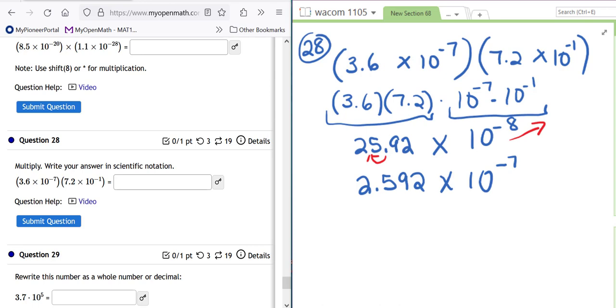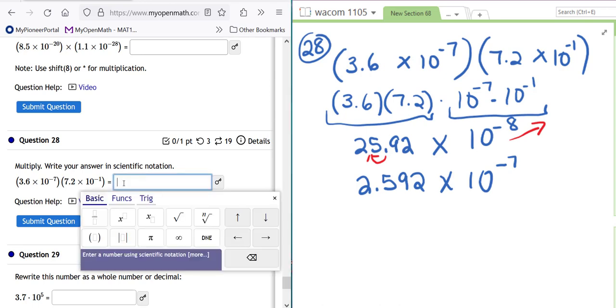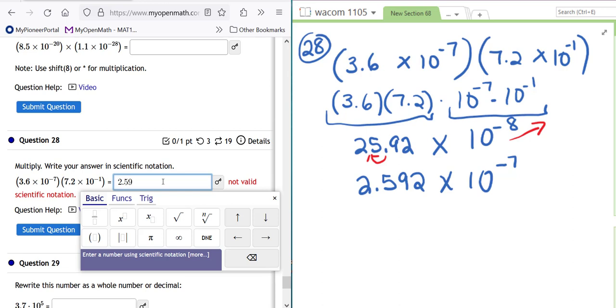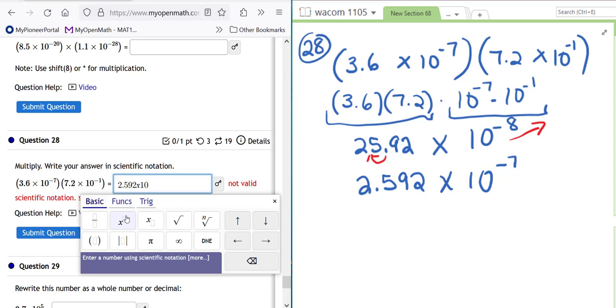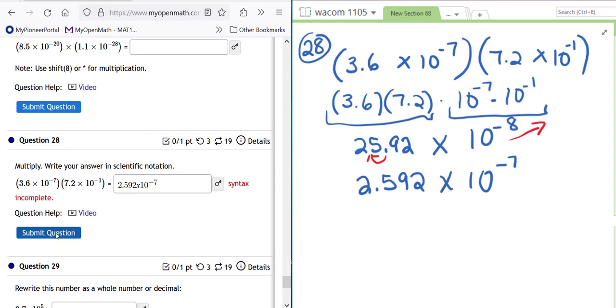All right. And we can enter that and see what they might fuss about. Make sure I'm doing the right problem. 2.592. And I'm going to use a plain old X from the keyboard. Yeah, it looks like it's not happy with me. 10 to the -7. All right, it's going to say no.